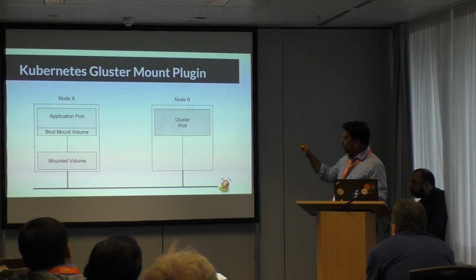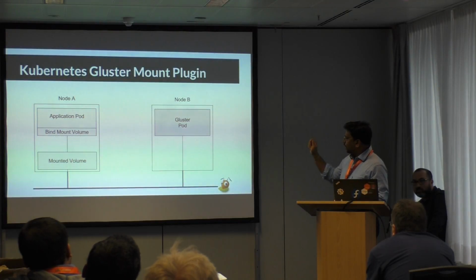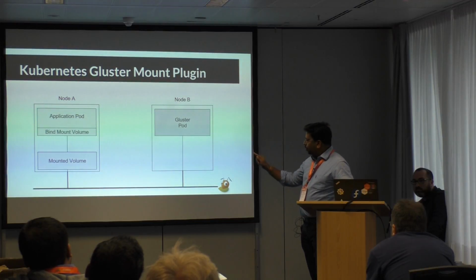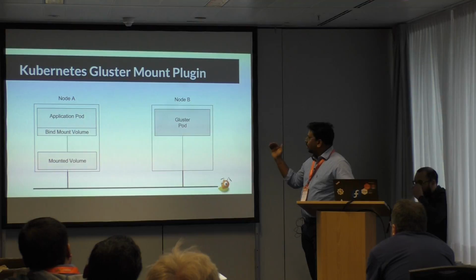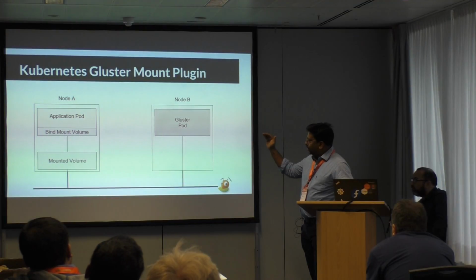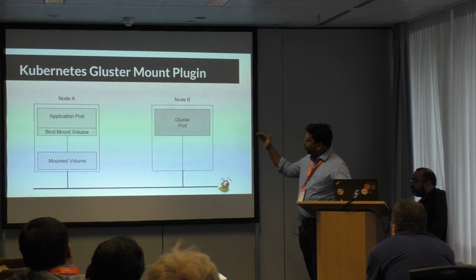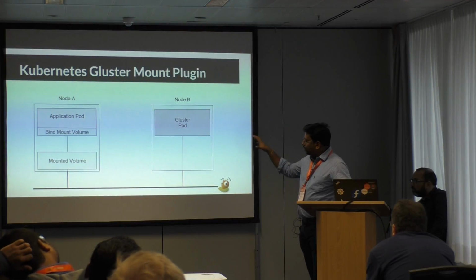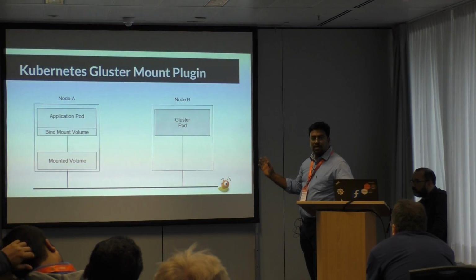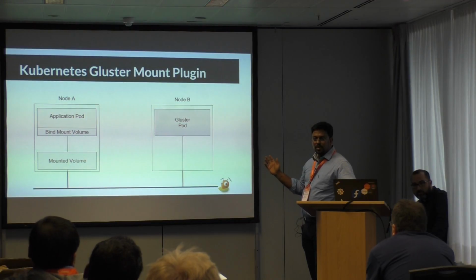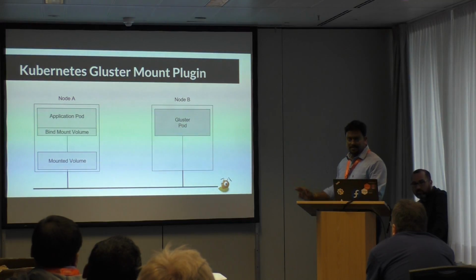There, the Kubernetes cluster volume plugin mounts the volume, a FUSE mount. Then it makes use of a Docker feature like bind mount. It bind mounts the volume to the container, so that when the application pod stores data inside the bind mount volume, you are basically storing it inside the persistent store. Is that clear? I hope so.